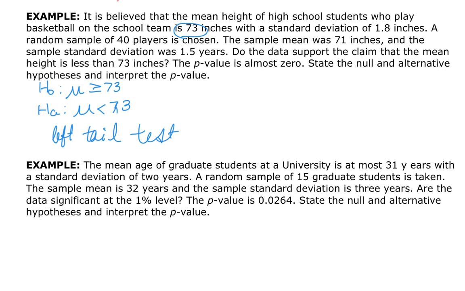The X bar, that is the sample mean, so I'm going to put that 71 where it says X bar in my spreadsheet. The sigma is 1.8, so I'm going to put sigma in, it's 1.8. And this is the standard deviation for the sample, so that's my S. I'm going to put in 1.5 for my S in my spreadsheet. I have 40 players, that is my N. And then I'm going to make a decision about whether or not I'm going to reject or fail to reject.